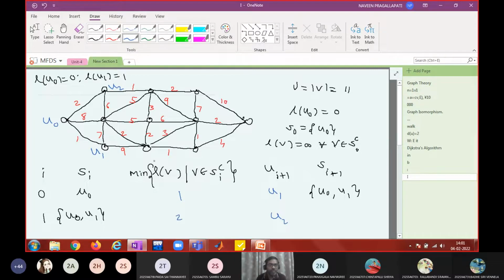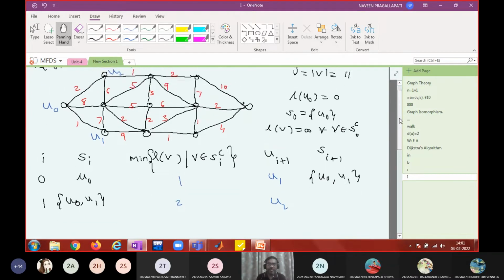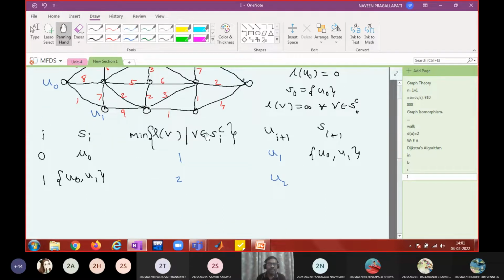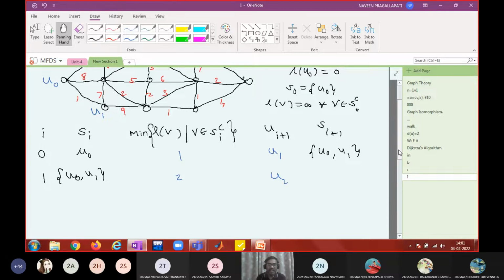And what is L of u2? Now L of u2 is 2. L of u2 is the distance from u2 to the source node. L of u1 is the distance from u1 to the source node. Similarly, L of u3 will be the distance from u3 to the source node. So those are nothing but these distances only. I am writing those distances horizontally in terms of L, but here I am not mentioning this.